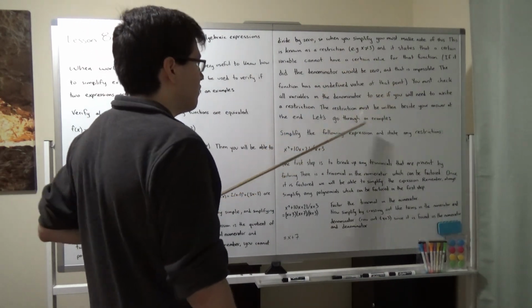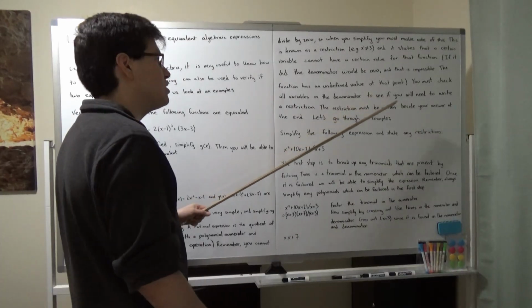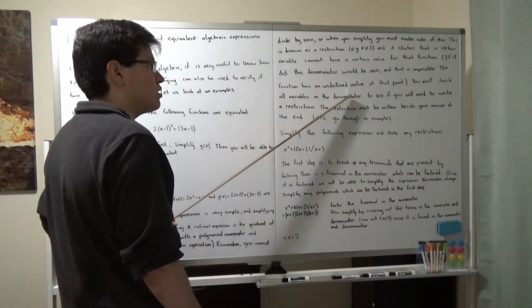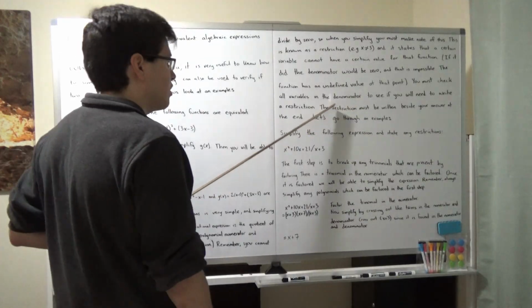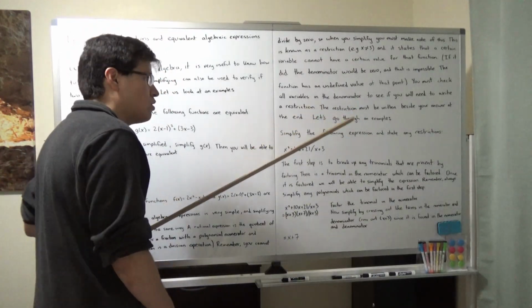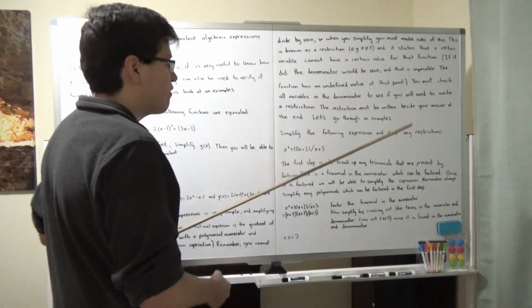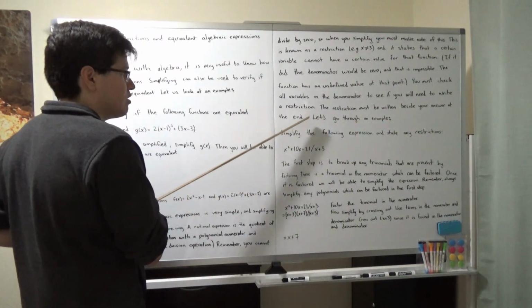You must check all the variables in the denominator to see if you will need to write a restriction. The restriction must be written beside your answer at the end.